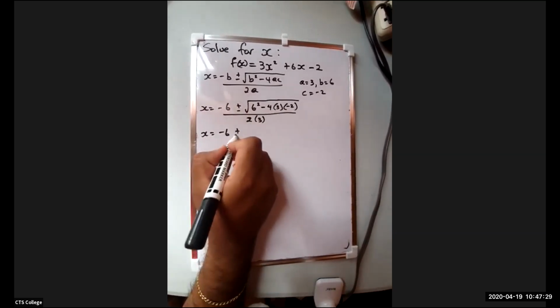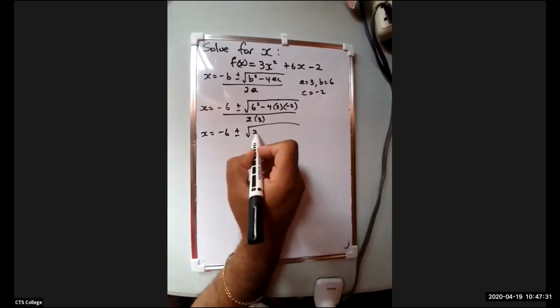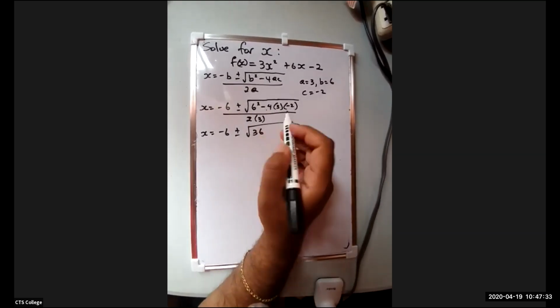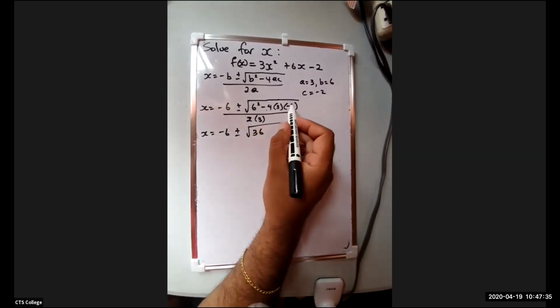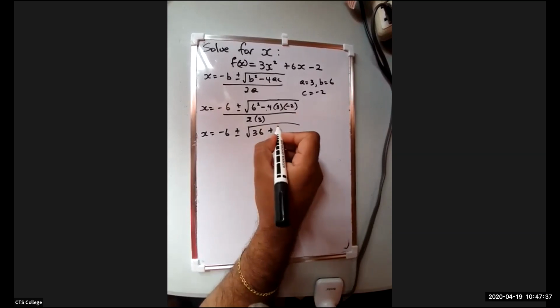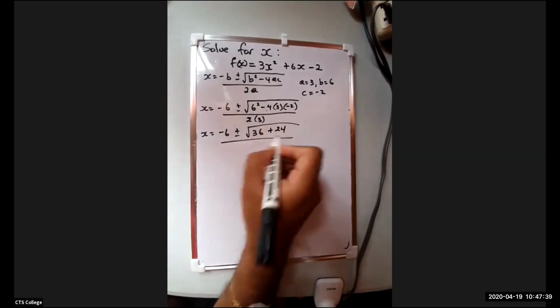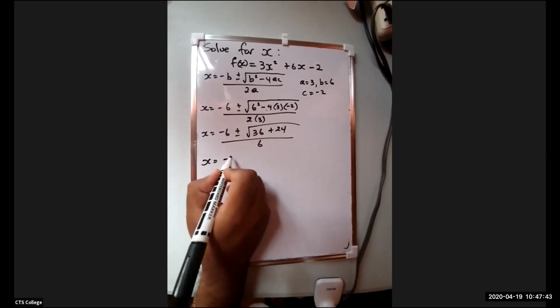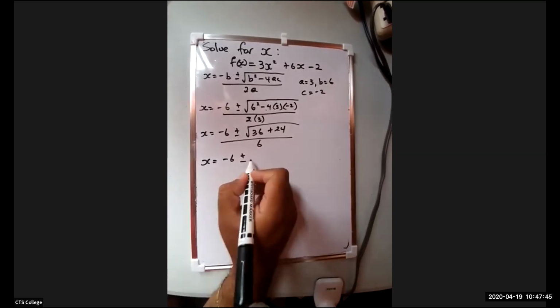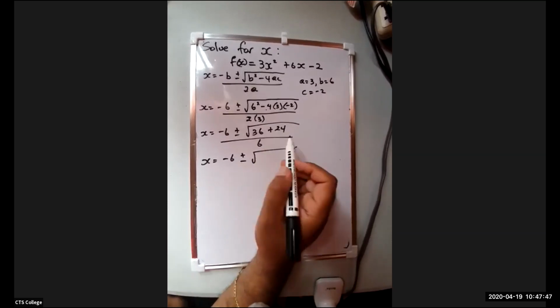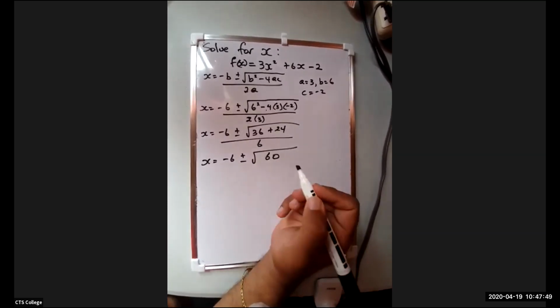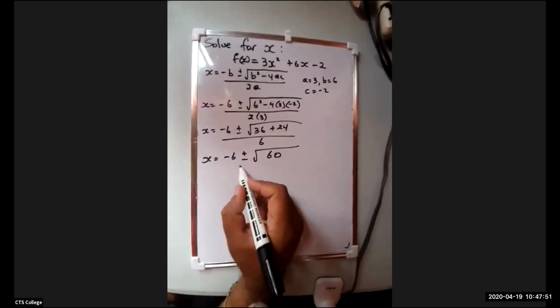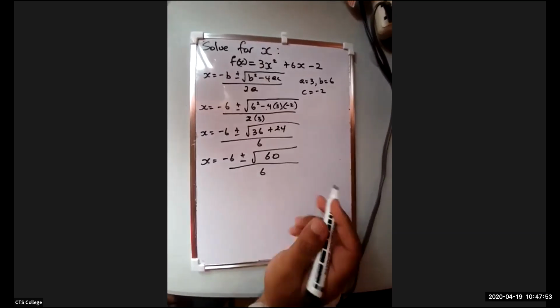Minus 6 plus or minus, 6 squared is 36. 4 by 3 is 12. 12 twos are 24. Negative and negatives are positive, so plus 24. All over 2 by 3 is 6. So x is equal to minus 6 plus or minus the square root of 36 plus 24, that will give us, I think, 60. Yeah, all over 6.